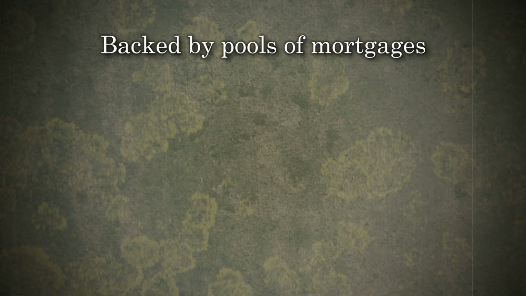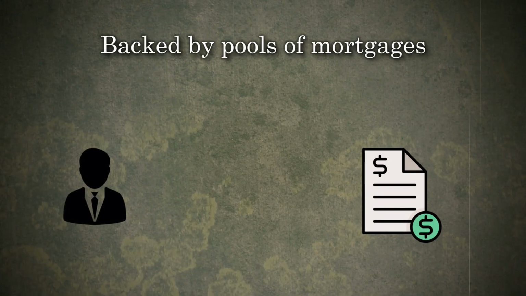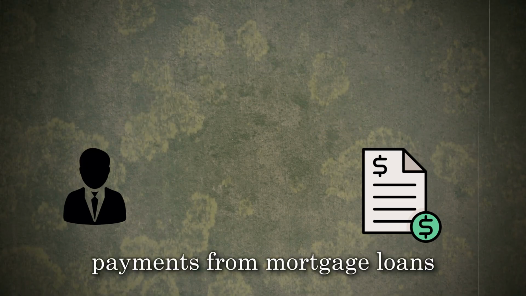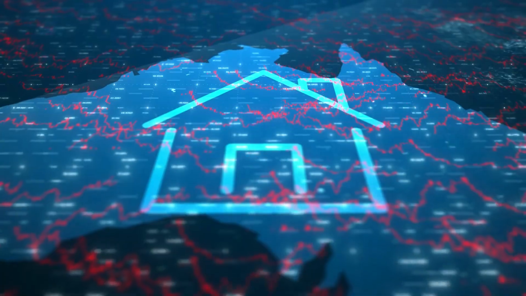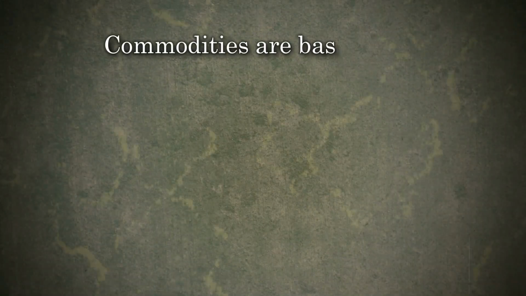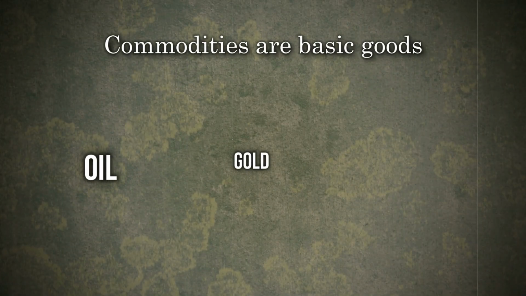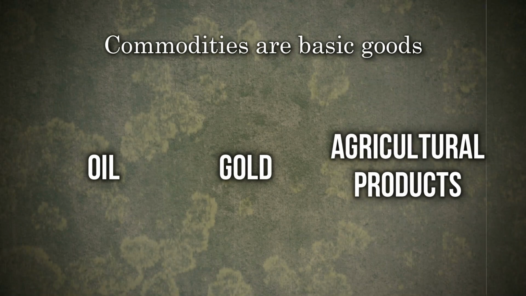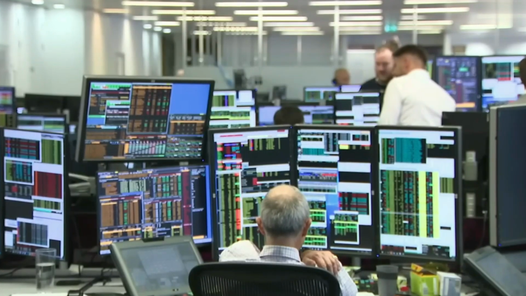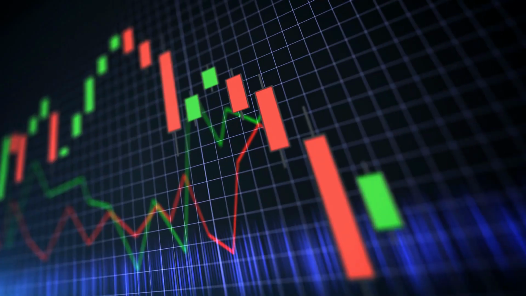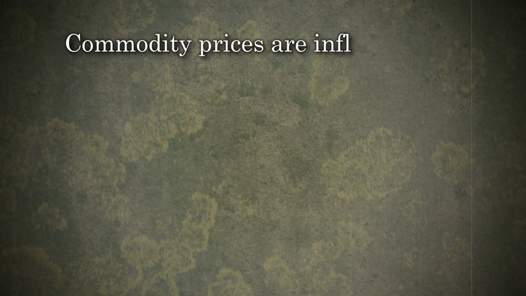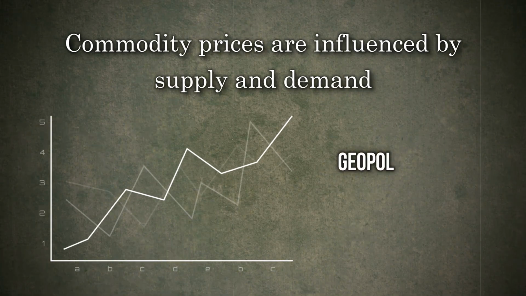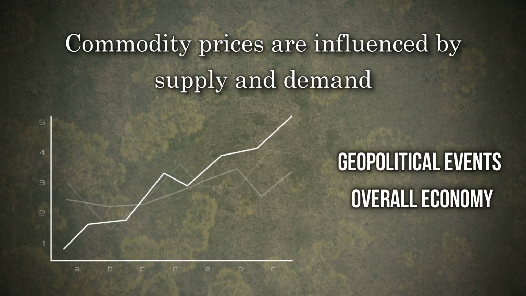Mortgage-backed securities, MBS. Backed by pools of mortgages, these securities offer investors regular payments from mortgage loans. MBS help manage mortgage risks and provide liquidity to the housing market. Commodities. Commodities are basic goods, such as oil, gold, or agricultural products that can be traded. Financial engineers use futures and options in commodity markets to hedge against price risks or speculate on price changes. Commodity prices are influenced by supply and demand, geopolitical events, and the overall economy.